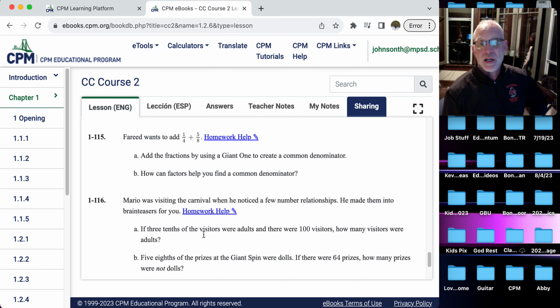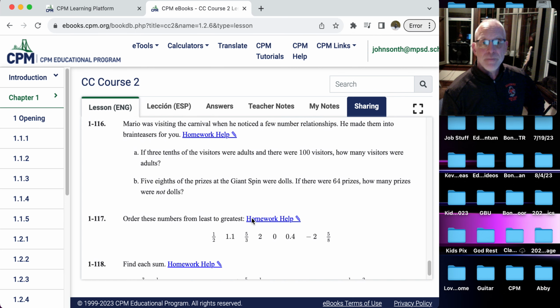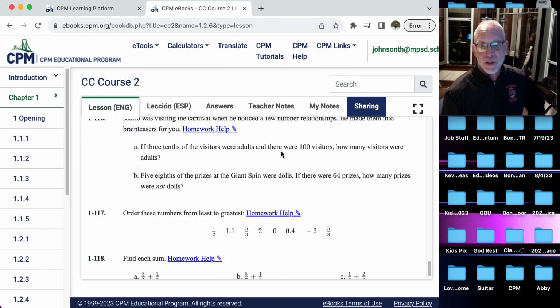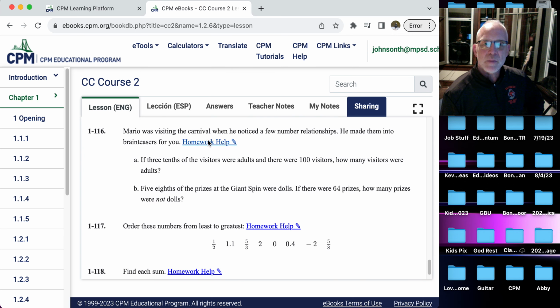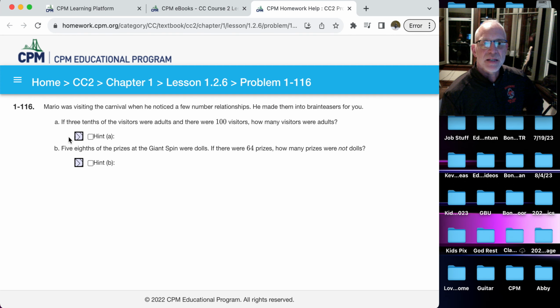Mario was visiting the carnival when he noticed a few relationships. He made them into brain teasers. If 3/10 of the visitors were adults and there were 100 visitors, how many visitors were adults? 5/8 of the prizes at the giant spin were dolls. If there were 64 prizes, how many prizes were not dolls? Check your help. Maybe they give you a little hint here.